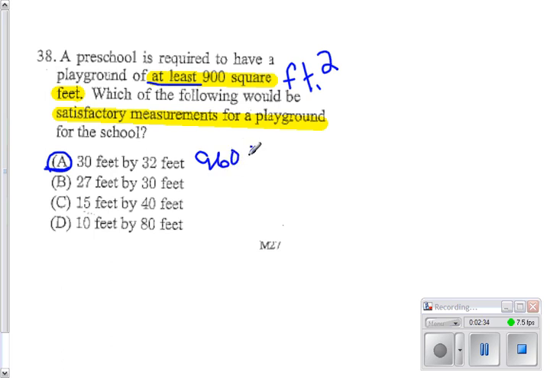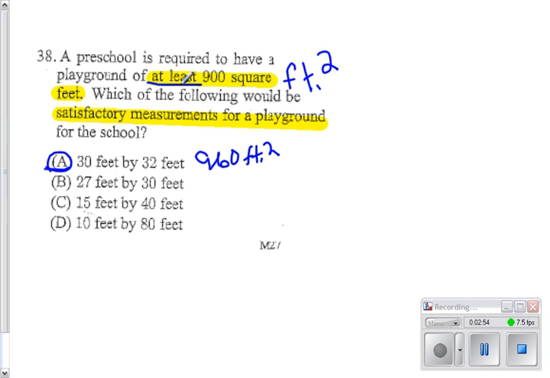960 feet squared. And that is at least 900 square feet. And so that is what we want for this question. So just be mindful when you read, pay particular attention to the "at least" part of this question.